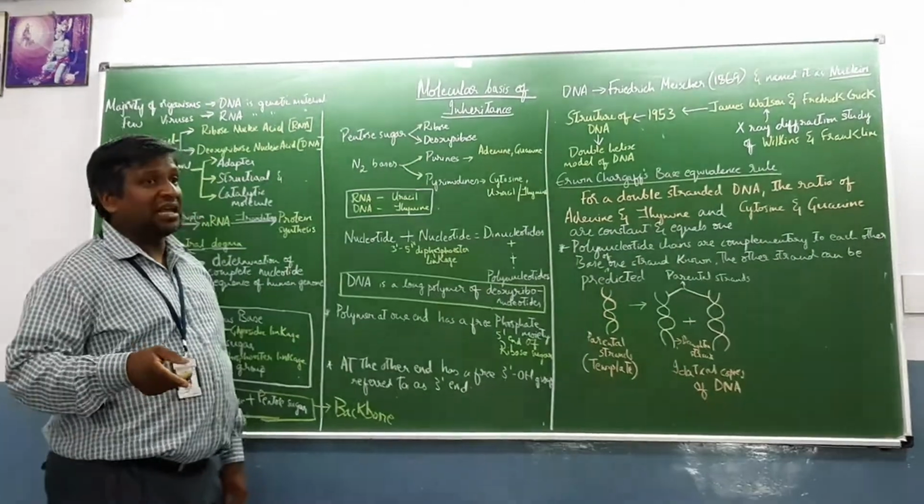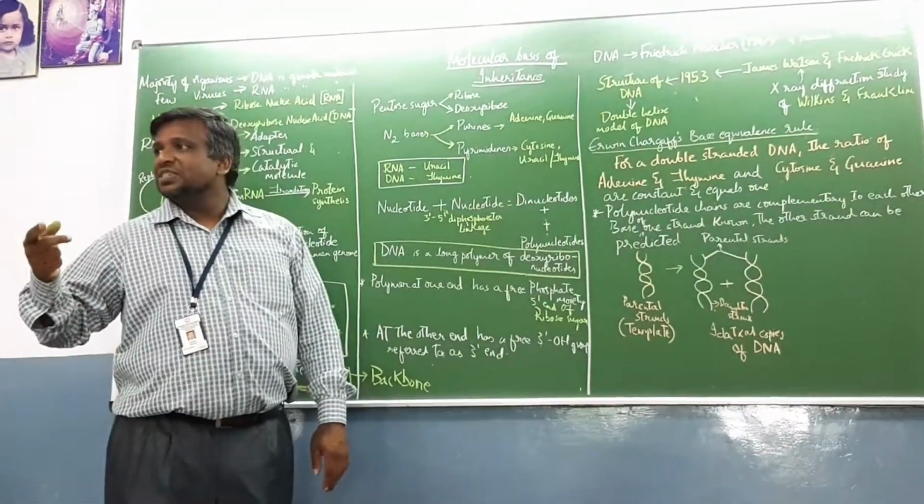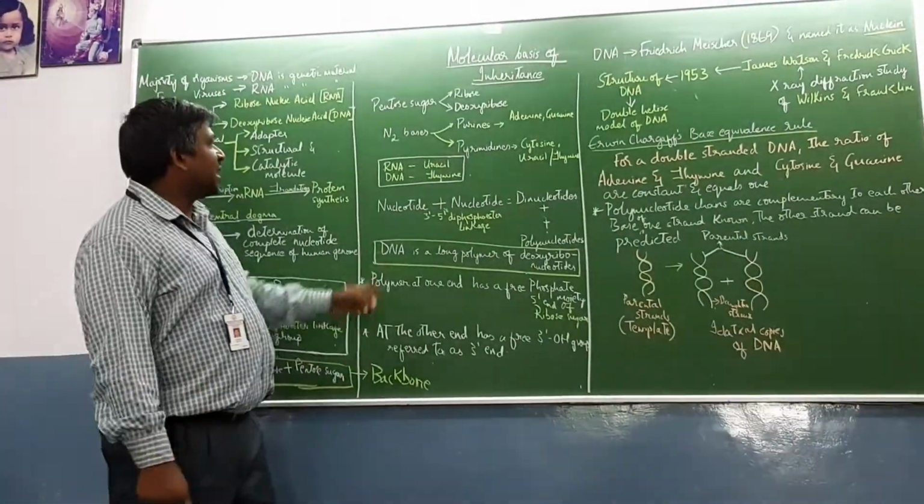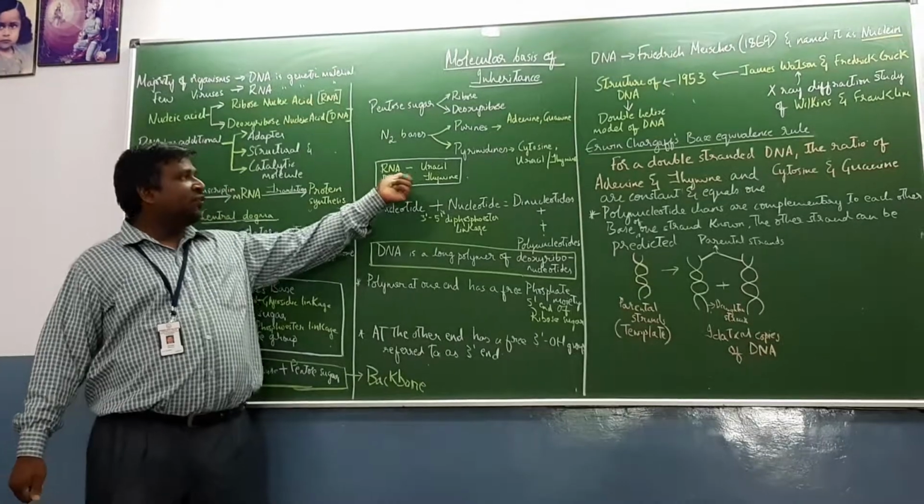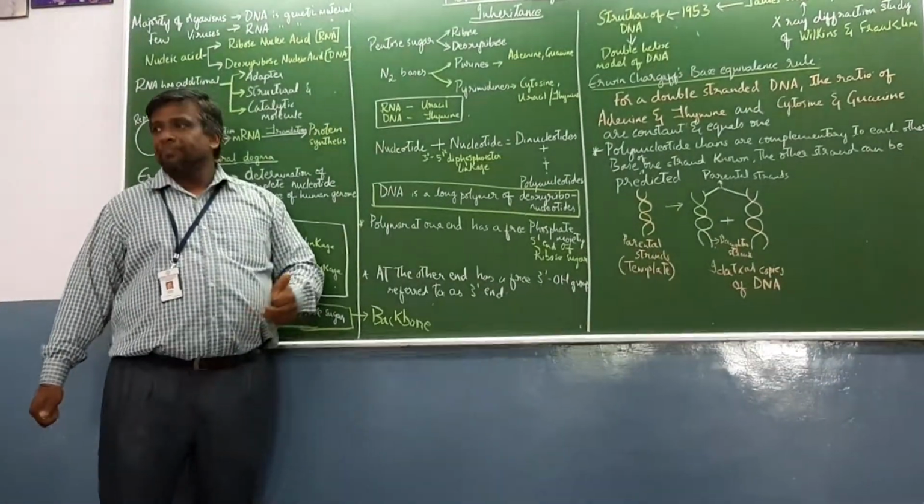So pyrimidines are cytosine and thymine in DNA. In RNA it is cytosine and uracil. So in RNA you find uracil, in DNA you find thymine.